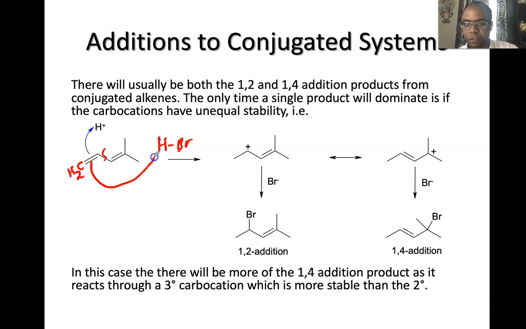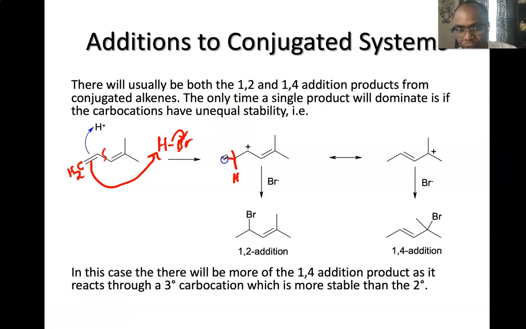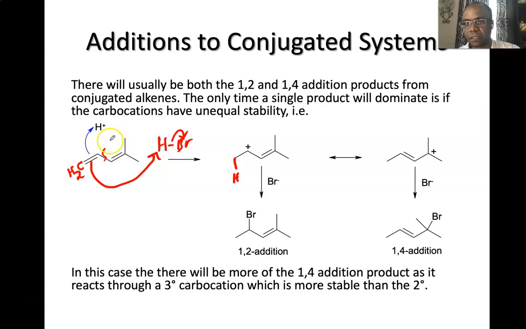So same Markovnikov addition, H goes where there is more. So the hydrogen will end up here. You still have the CH2 right there. I don't want to show it, so I'm going to get rid of it for purposes of clarity. Okay, so H ends up where there are more hydrogens, and this carbon right here will be one bond less, so put a plus charge.